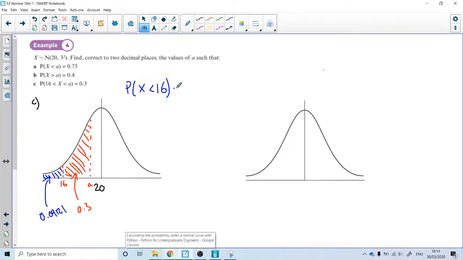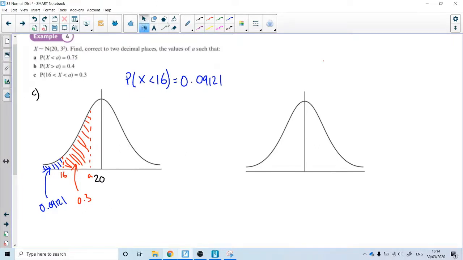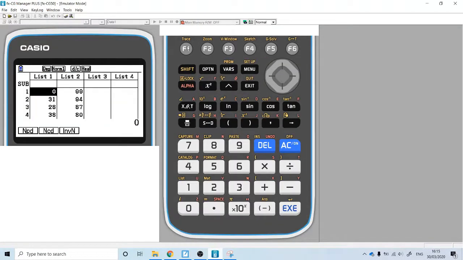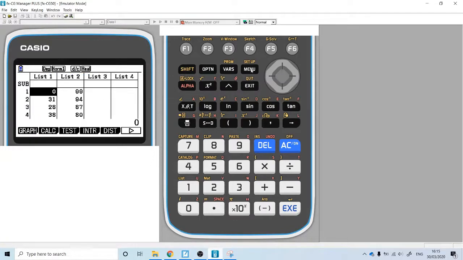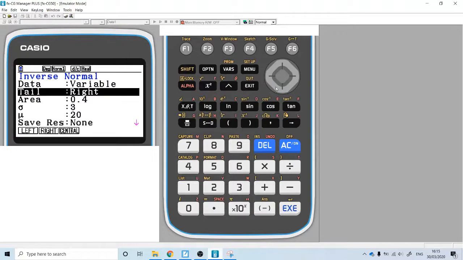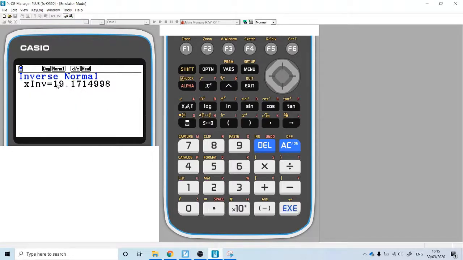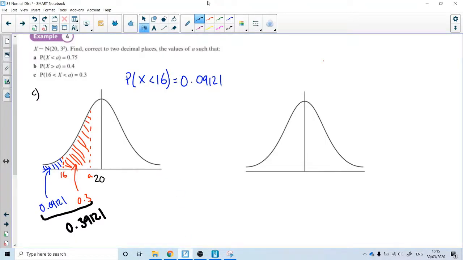Okay, so remember we did this because we wanted to know the total area to the left of our unknown value a. So now we can use the inverse function on our calculator to work out what that value of a is. So the total probability, if we add these two up, is 0.39121. So now we can use our inverse normal function on our calculator, and we're going to do the tail is the left, because we know the total probability to the left of our unknown value is 0.39121. So tail is left, 0.39121, and that gives us 19.171. So a is 19.171.